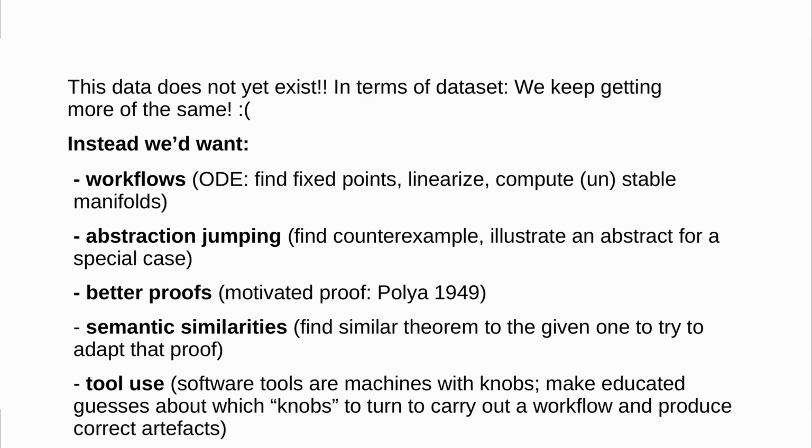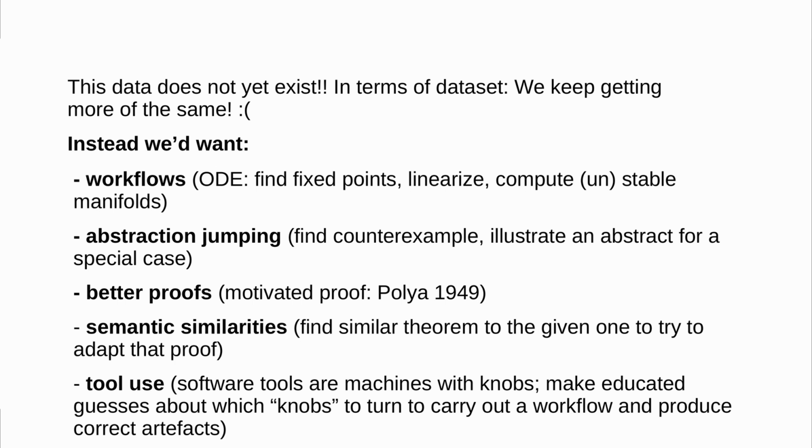And similarly, a few other things that we'd like to have are abilities of language models to jump between levels of abstraction. So you're given an abstract theorem and you'd want the language model to be able to drop down one level of abstraction and see if there's a counterexample that you can find at that level, or the other way around. If you're given a statement, you'd want to see, can you generalize it to a more abstract level?